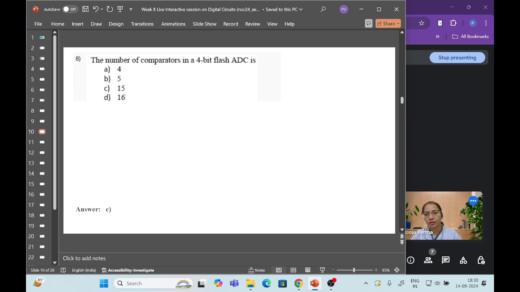Okay, so moving to the next question, I think you can also try this question. This is basic. I already told you the formula for getting the number of comparators in a 4-bit flash ADC. So the question is, the number of comparators in a 4-bit flash ADC is: option A is 4, option B is 5, option C is 15, or option D is 16.